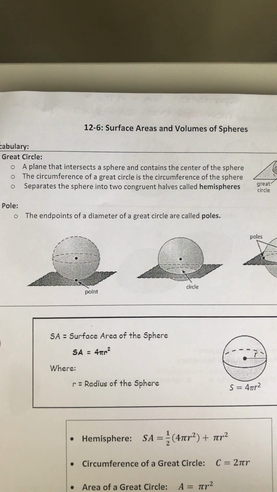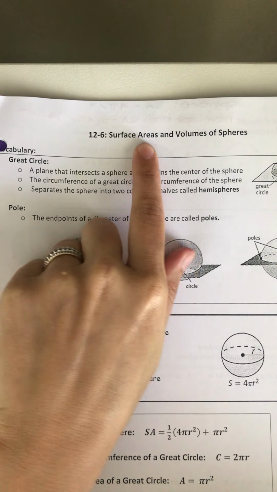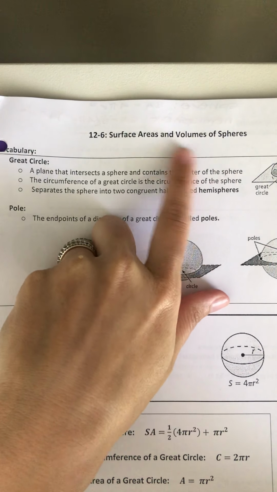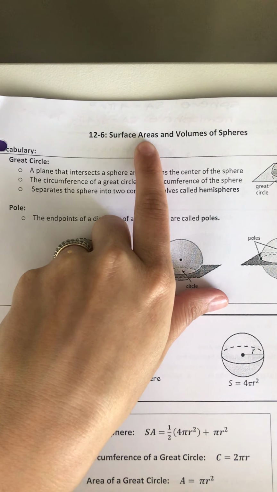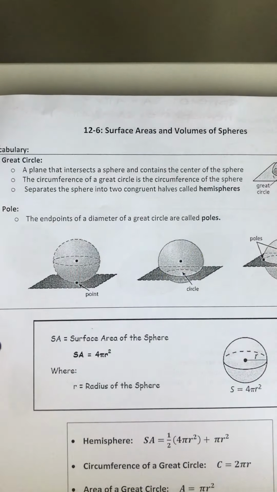So today we're going to do the last section in chapter 12, which is 12-6. It's surface areas and volumes of spheres. So we're going to do surface areas today. So not only is it of spheres, but we're going to talk about hemispheres too.